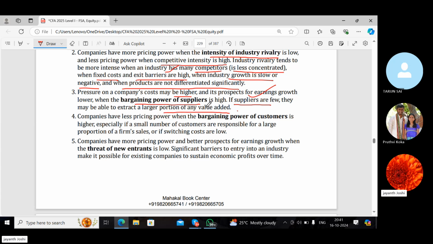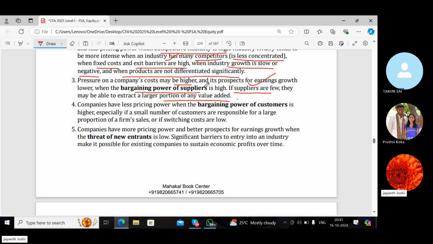That means with very few suppliers, they kind of have a monopoly. So they'll be charging more to you. The cost will be higher to you. That is not something which you will like. And if you want to create any value in your product and sell at higher prices, that is going to get reduced because suppliers are going to charge you more for the material they are selling to you. Companies may have less pricing power.